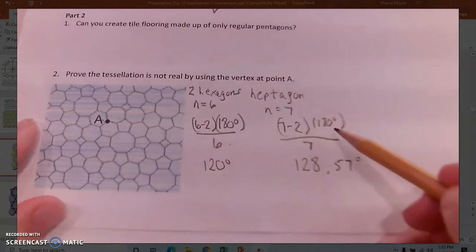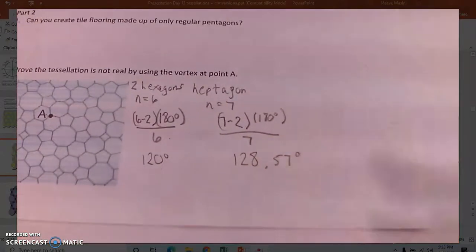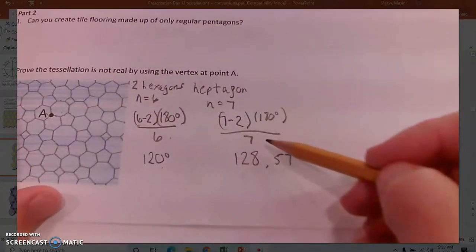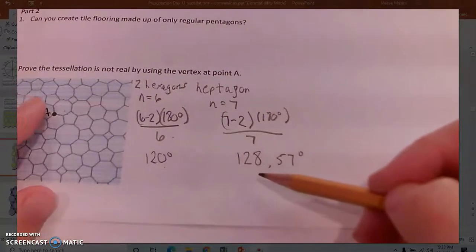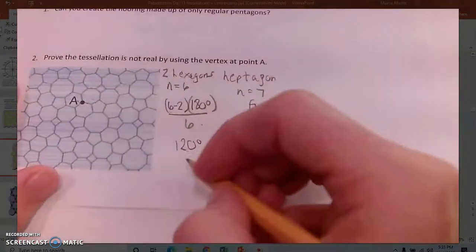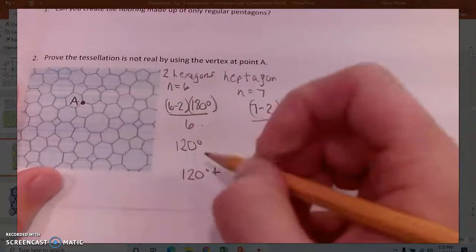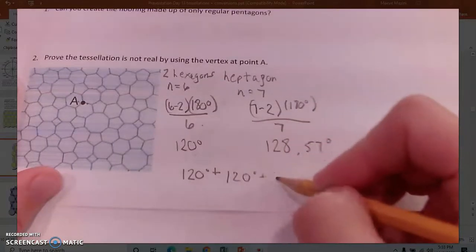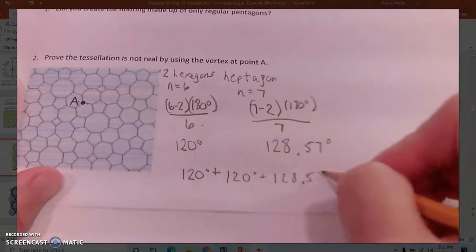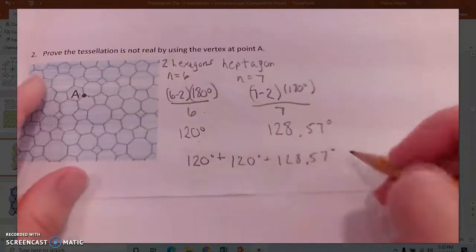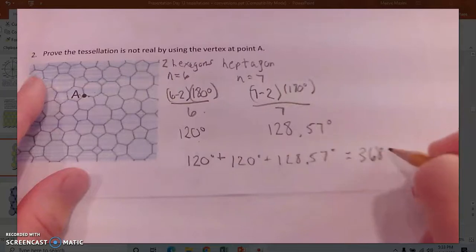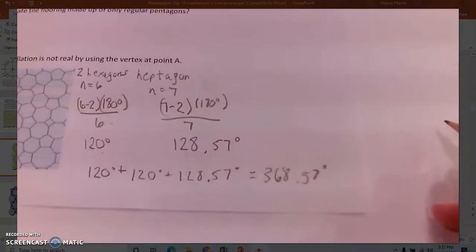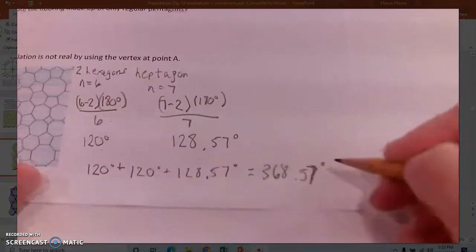Now the heptagon does not come out nice and neat. When I do n minus 2 times 180, divide by 7, because there are 7 equal sides in theory, I get 128.57. Now, if I tried to prove that these 3 angles coming together at the vertex sum to 360, it is not going to work out. 128.57, that's not even a whole number, and when I add them, I get 368.57 degrees. Now, it's pretty close, but that's not a real tessellation, okay?